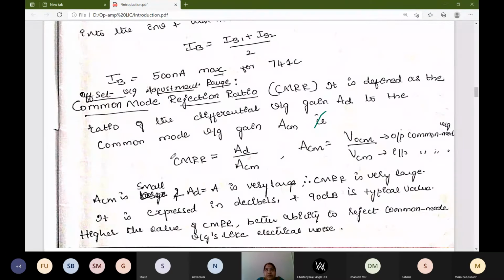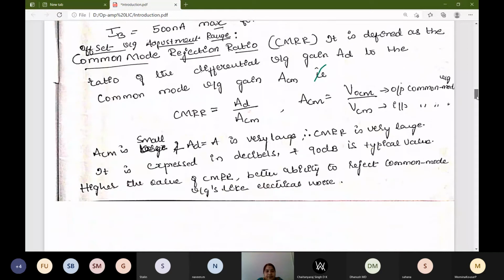Whenever the inverting and non-inverting terminals amplify the difference between the signals, if you give the same input, like 2 volts at the inverting terminal and 2 volts at the non-inverting terminal, the difference between the two is 0. So the output should be 0. Ideally the output should be 0 so that it can reject the common signals. But practically there will be some voltage. The formula for CMRR is AD by ACM.